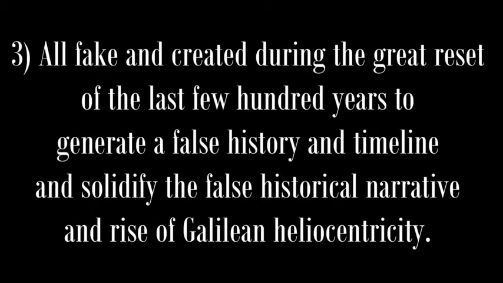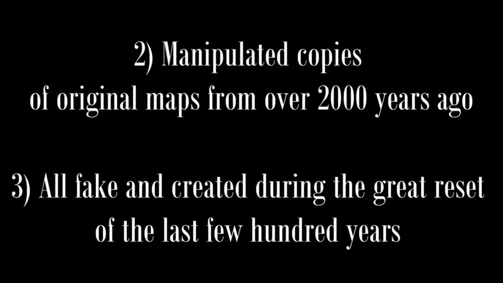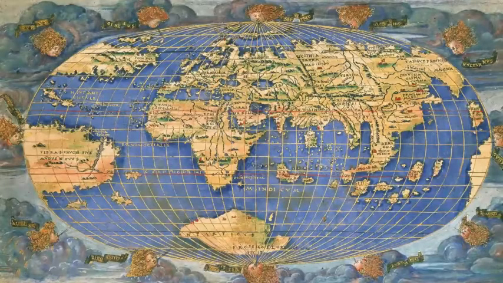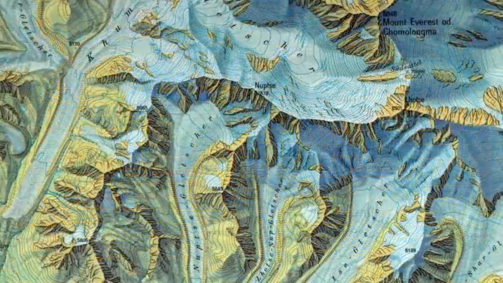They are all fake and created during the Great Reset of the last few hundred years to generate a false history and timeline and solidify the false historical narrative and the rise of Galilean heliocentricity. Out of all of these options, the second and the third are most likely. Cartographic world maps are not easy documents to create and establish.